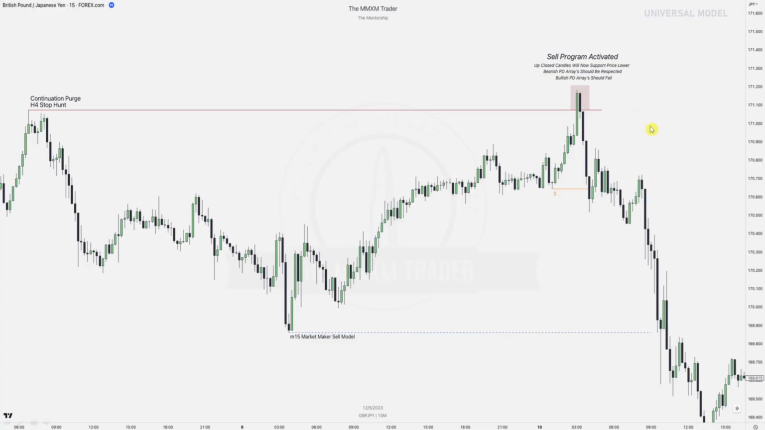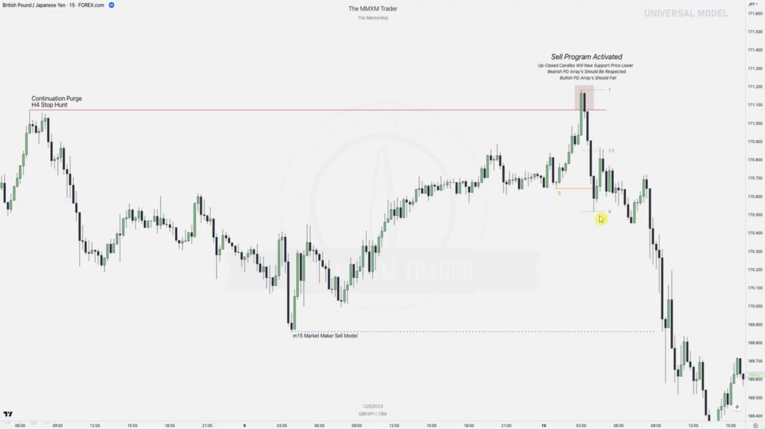So now after this purge on liquidity, all up close candles will now support price lower, and the bearish PD array should be respected and the bullish PD array should fail, right? So we have this market maker sell model formed over here. So all time frames are aligned. We wait for that break of structure, short-term perspective, over here. Then draw out your premium and discount levels, from this high down into this low.